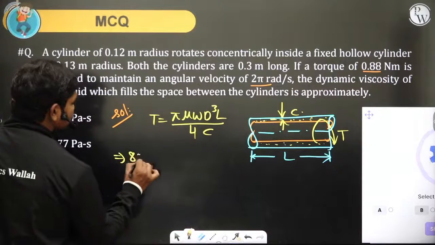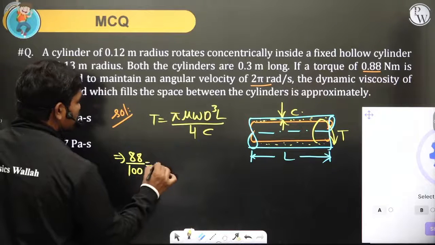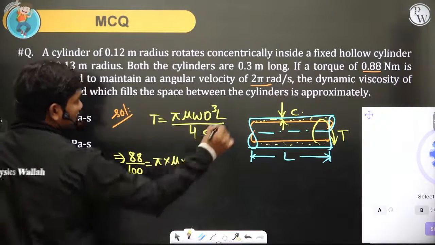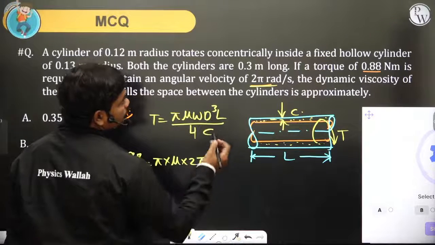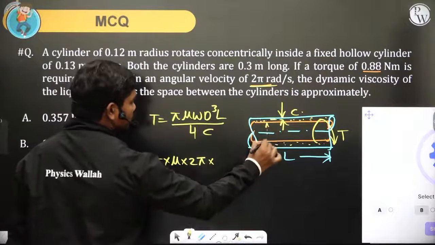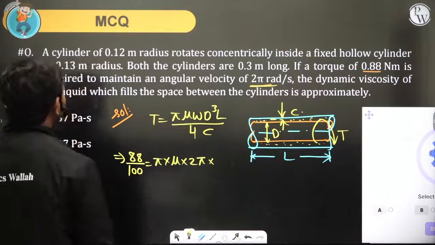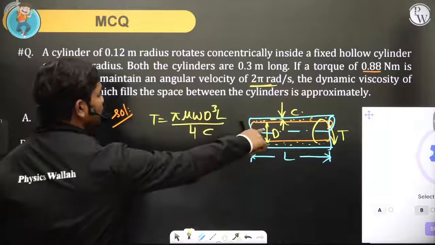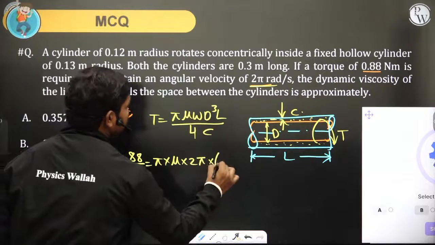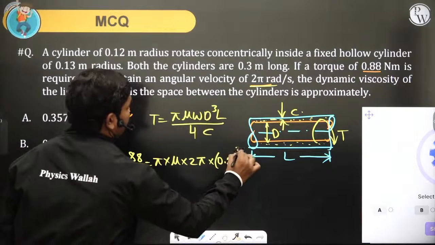So 88 by 100 is equal to pi mu, which is not given, angular velocity 2 pi into d cube. So what is the diameter of the inner shaft, because this is the one which is rotating. The cylinder of 0.12 meters radius rotates concentrically inside. So diameter is 0.24 obviously, into length.